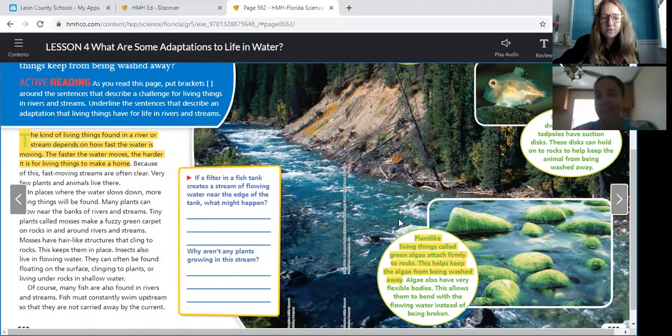So the water's moving a lot, so all of those plants and animals have different ways to adapt. Think about a time that you've been standing in water, maybe it knocked you over. That's what those plants and animals are battling.